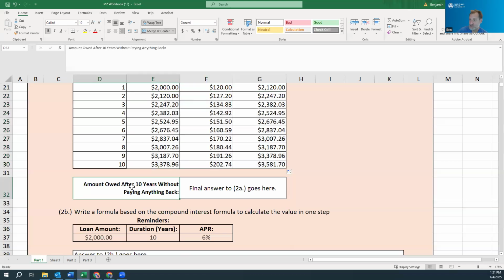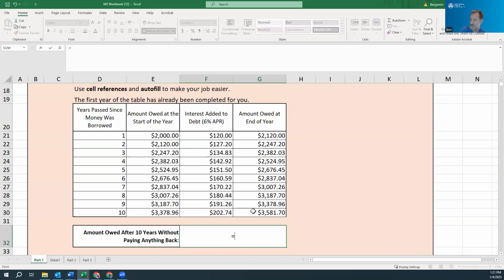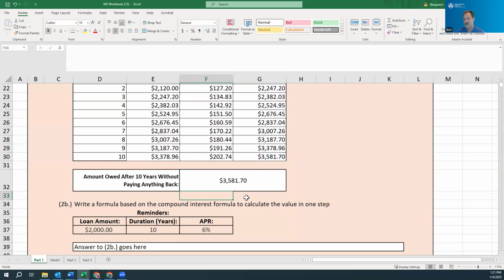Amount owed after 10 years without paying anything back. So this is after 1 year, after 2 years, after 3 years. This is after 10 years. I'm just going to use a cell reference and put it in there.